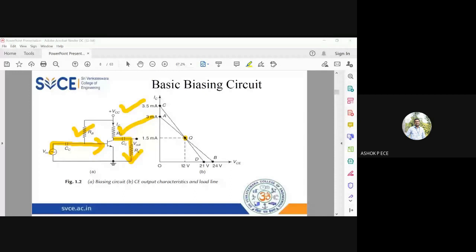Base current is smaller. What is the order of base current? Milliamperes or microamperes or amperes? Microamperes, and collector current will be in the order of milliamperes. So base current should be very, very small, so the base resistance should be very, very large. Collector current is relatively higher, in milliamps, so the collector resistance will be relatively smaller.